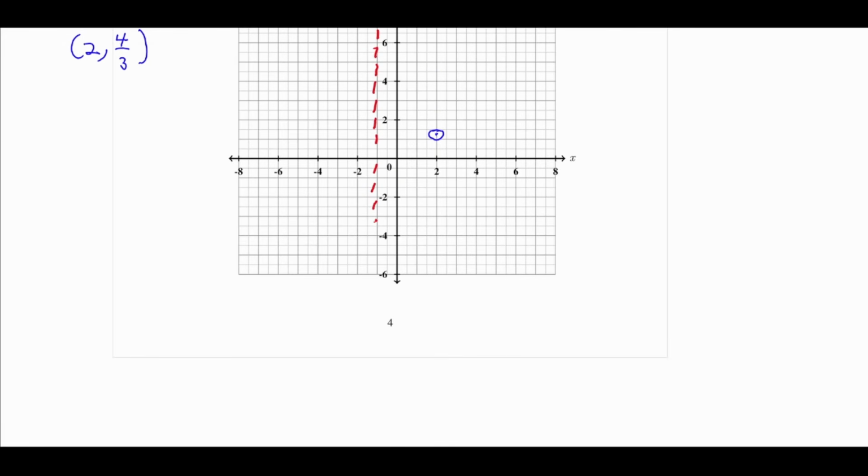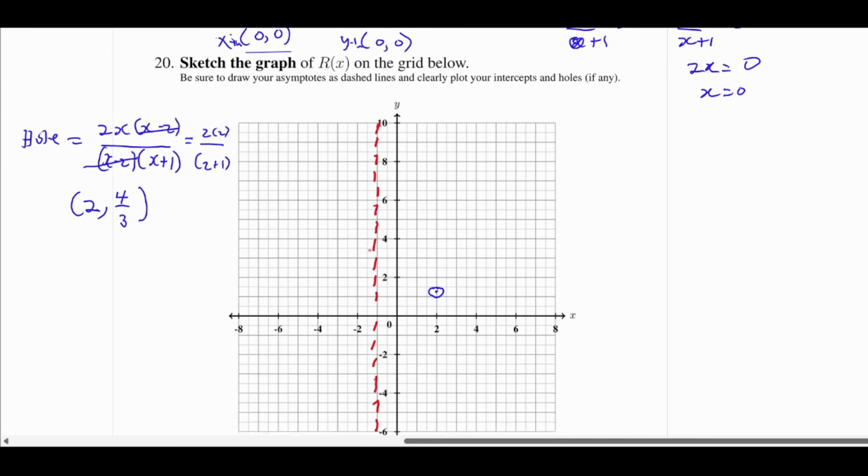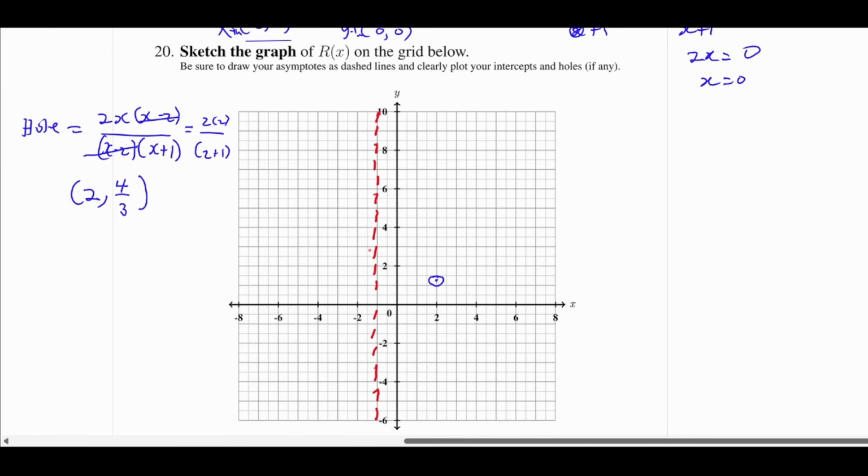So that is what we have. Then for the horizontal asymptote, it is y is equal to 2. So at 2, I will sketch that. And then when I sketch that, this is what I have. So I've sketched my horizontal and then my vertical asymptote.